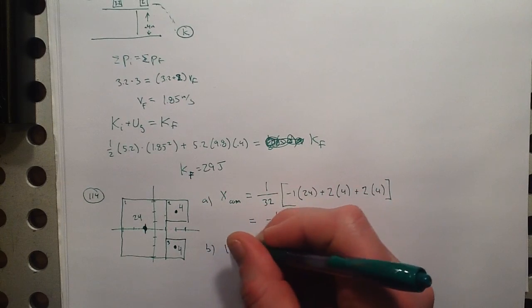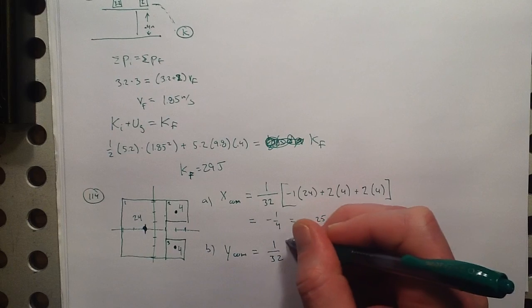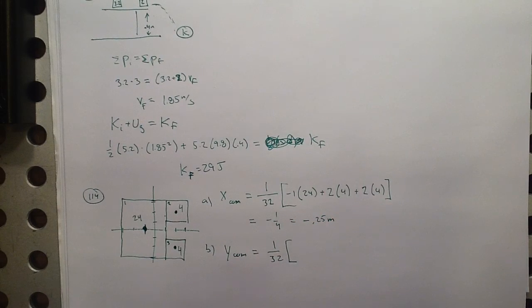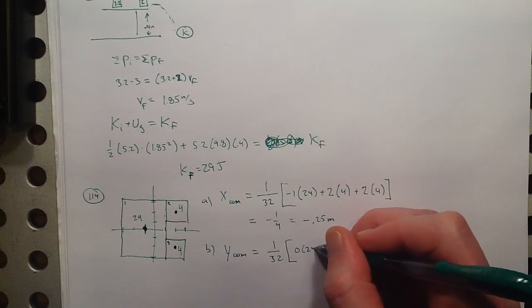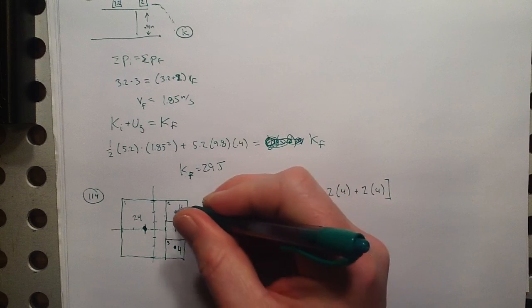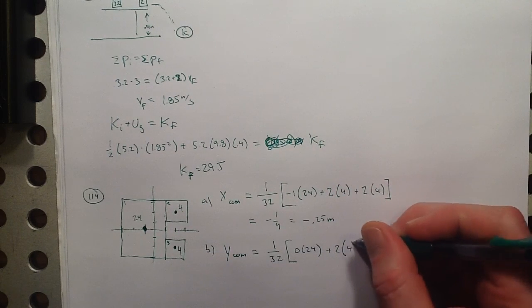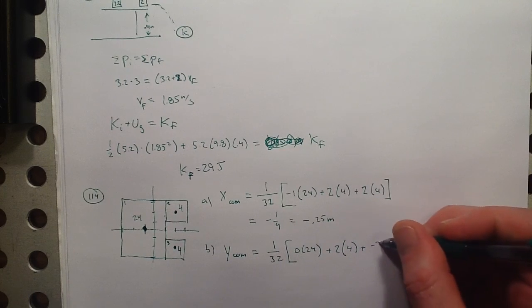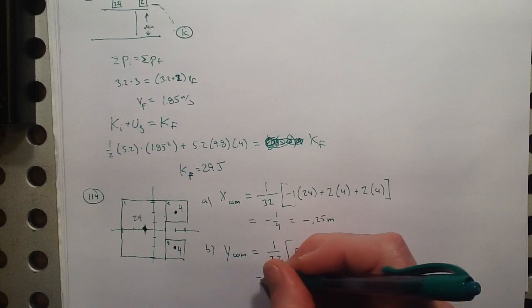Part B, the y-coordinate of the center of mass. Same thing, weighted average, except now I need the y-coordinates. The y-coordinate of the first one is conveniently 0. The y-coordinate of the second one is 2. And of the next one is -2. That's 8 minus 8, so that's 0.